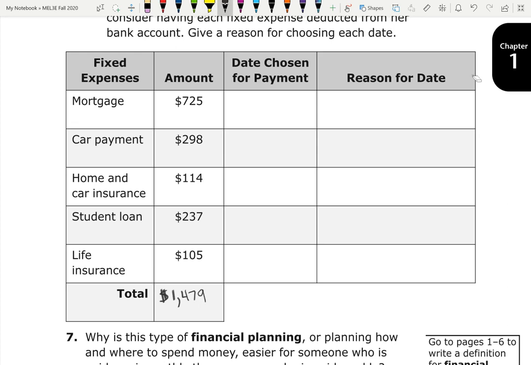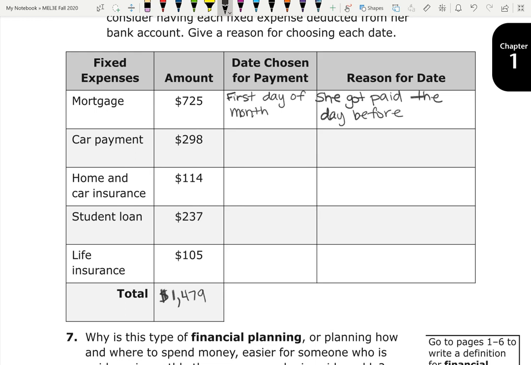So the $725, her mortgage loan, I'm going to put on the first day of the month. Okay, so this would come the day after a payment. The reason is she just got paid. She has the money. At least she should. Okay.